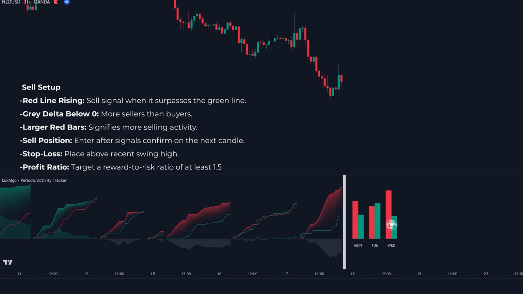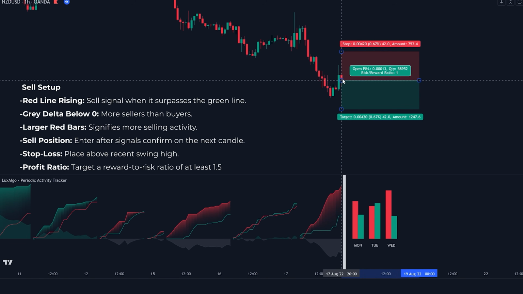Compare bars. Check that the red bars are taller than the green ones, indicating more selling activity. If you notice these three things, a rising red line, a large gray delta below zero, and bigger red bars, it might be a good idea to consider selling on the next candle.